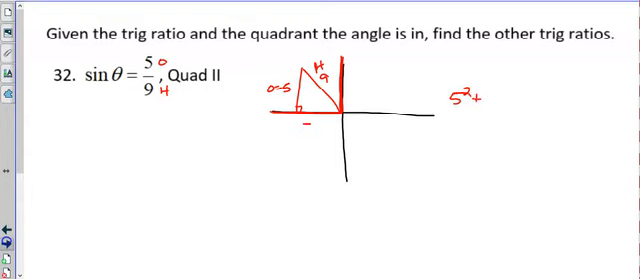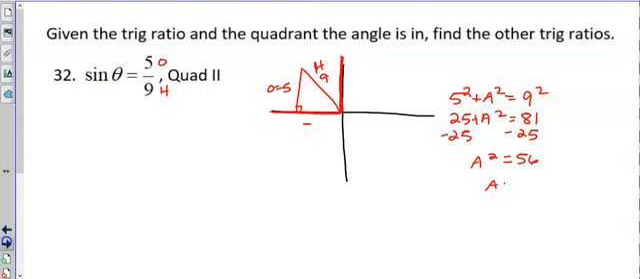So 5 squared plus, that's going to be our adjacent side, squared is 9 squared. 81 minus 25 is 56. So -√56 over here. Okay? So we are supposed to find, I'm just going to write them all down just because I'm in the habit.